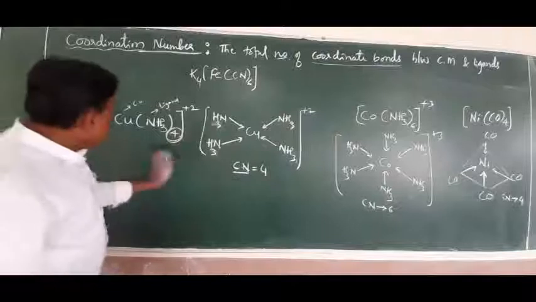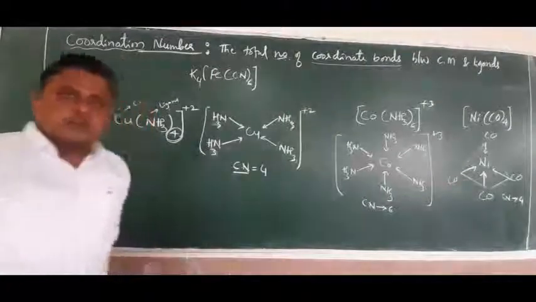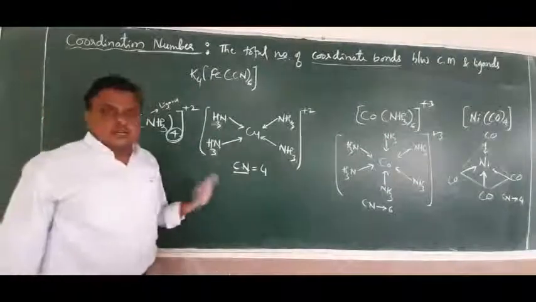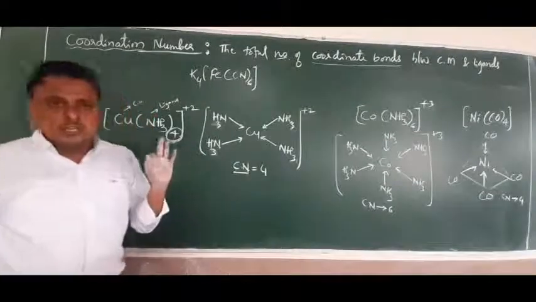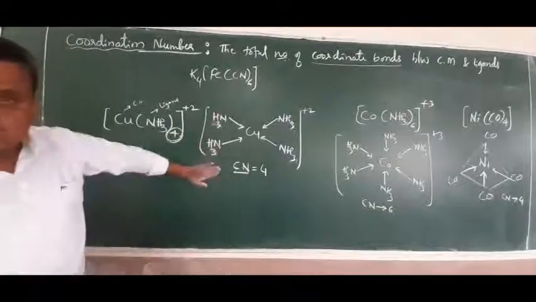If you remember that, the coordination number is the total number of coordinate bonds between ligands and central metal. It's very simple, with different examples in your book.